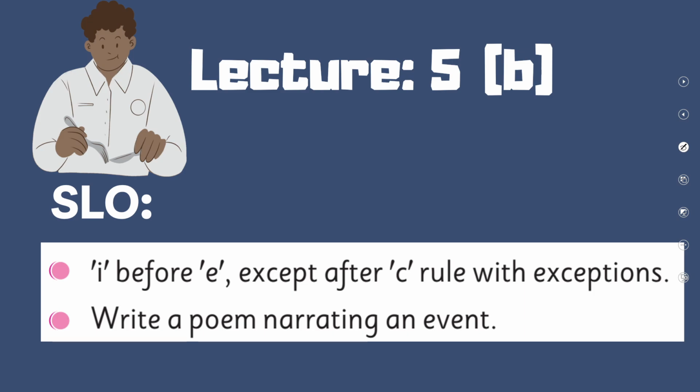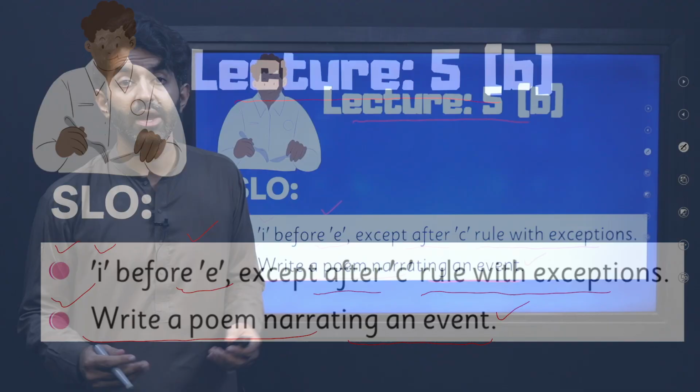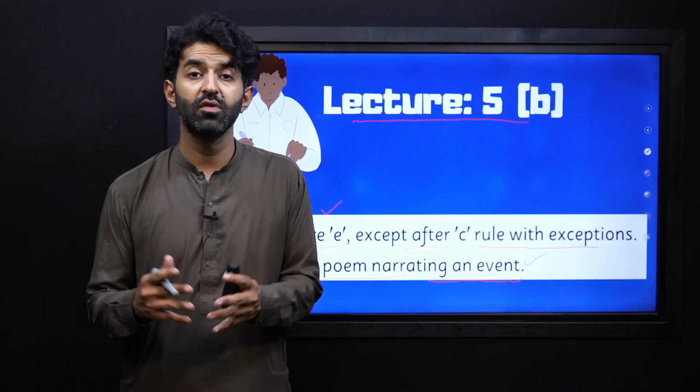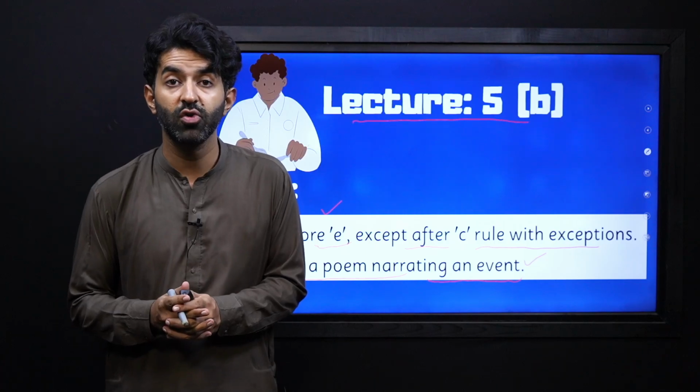And now, lastly, we have a writing competency SLO. These are actually two SLOs. First, we will see the I before E except after C rule with exceptions. These are some rules of different letters. And next, we will write a poem narrating an event. We will see how we can do it, how we can write a narrative poem. We will see some poems and we will try to write them down.